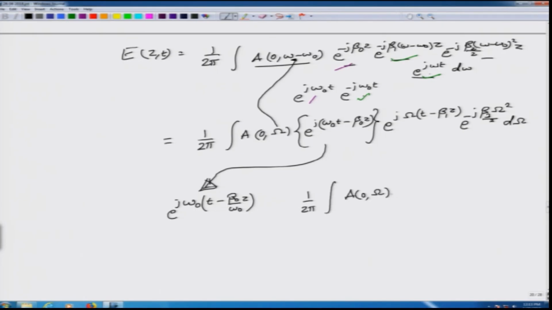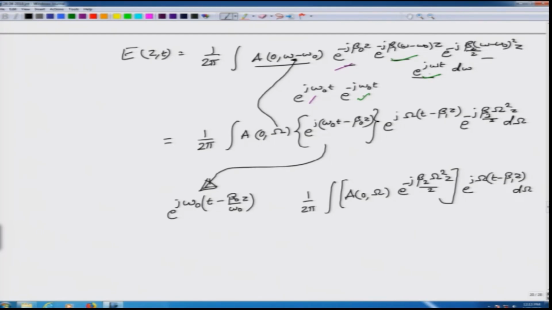Then the integral can be written by writing this A(0, omega), which is the spectrum, with e^(-j beta_2 omega squared by 2 times z). Sorry, I forgot the z here. This term I will combine into a 1. Of course, if someone gives me the pulse spectrum, then I will know what to do with this expression, but until then I do not know what this expression is. But I have e^(j omega (t - beta_1 z)) integration with respect to omega.